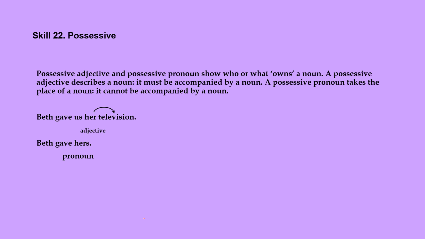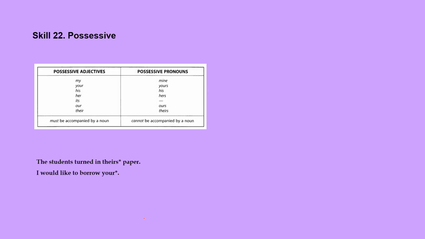Beth gave hers. We can also find a pronoun that is possessive pronoun. Hers. It cannot be followed by a noun because it replaced the place of a noun. Possessive adjectives like my, your, his, her, its, our, their, those must be accompanied by a noun. While possessive pronouns like mine, yours, his, hers, and for it there is no possessive pronoun, and ours, theirs, those cannot be accompanied by a noun because those replace the position of a noun.